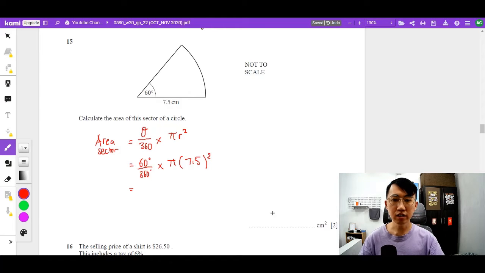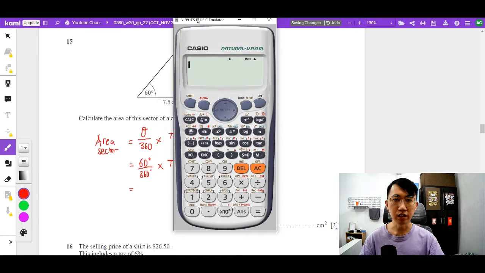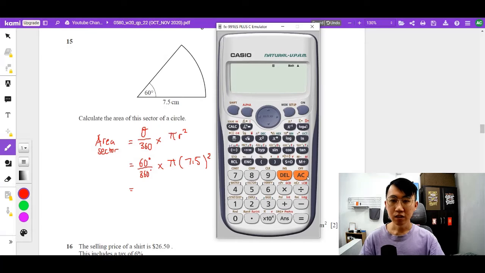Here is just using your calculator, testing your skill. Type 60 divided by 360. Press equal. I'm not going to be greedy. Press equal first. Multiply by 7.5 square. Multiply with another pi, so shift pi. Press equal.